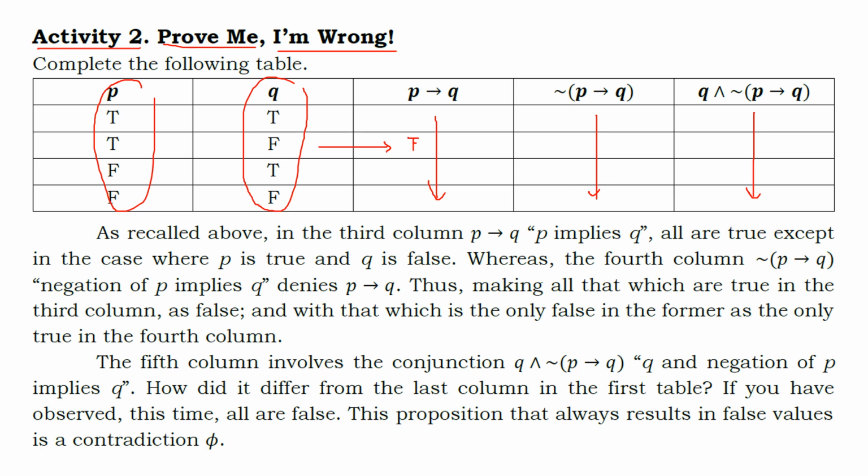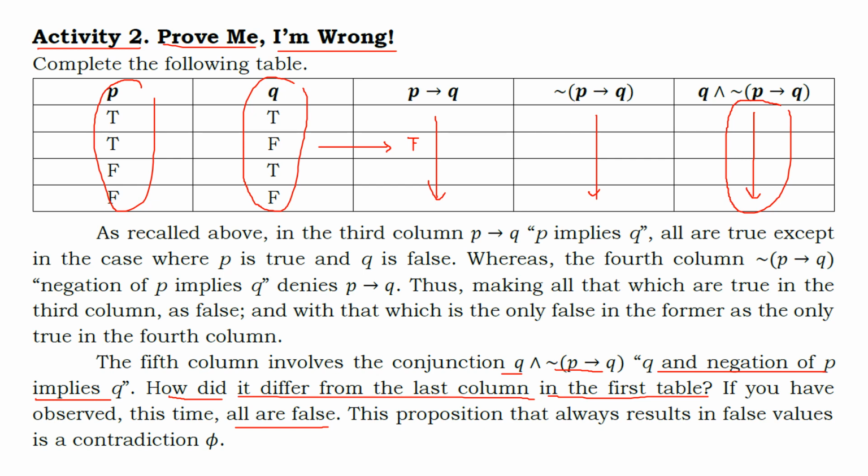So the fifth column involves the conjunction of Q and negation of P conditional Q, or Q and negation of P implies Q. That's how we read it. Now, how does it differ from the last column in the first table? If you have observed, this time all are false. Whatever your resulting values here, this will represent a contradiction, or a fallacy.